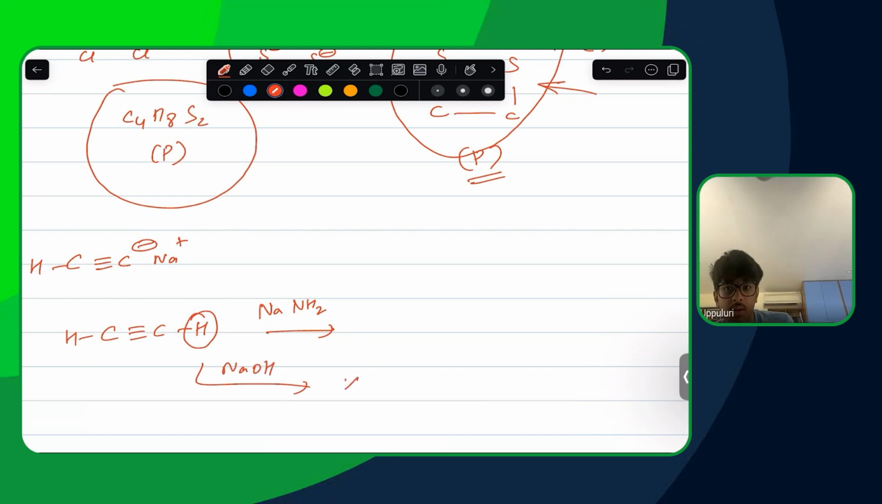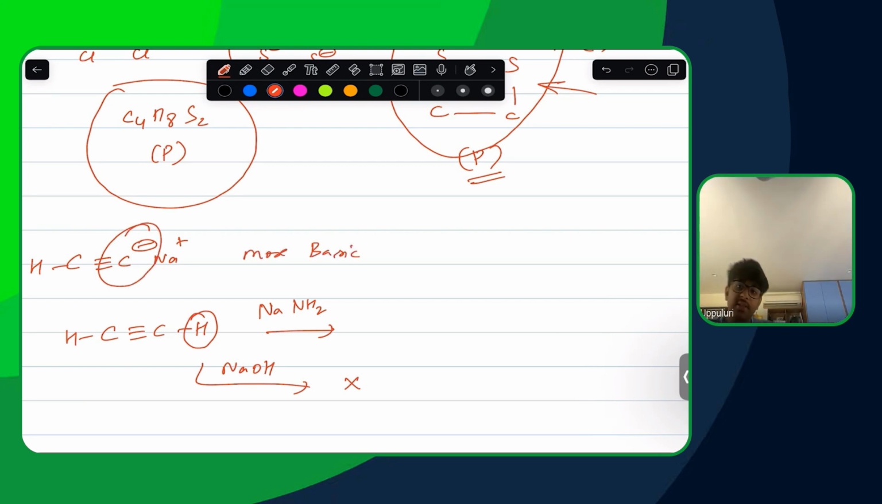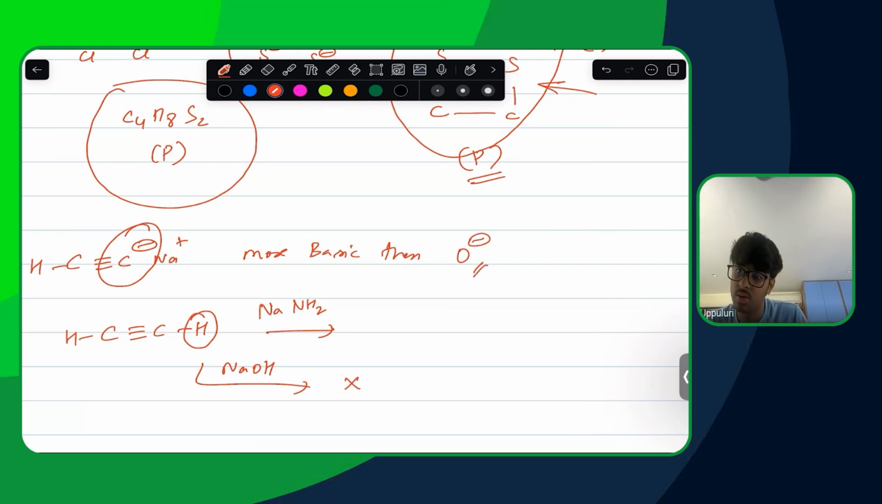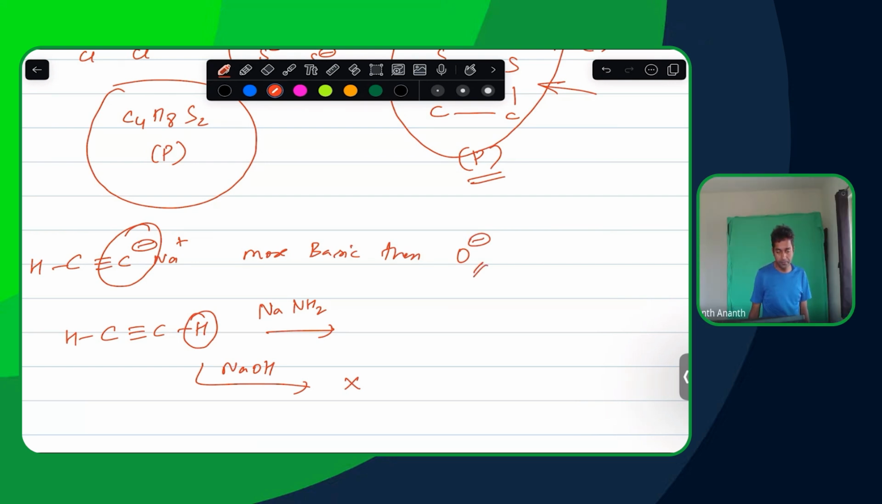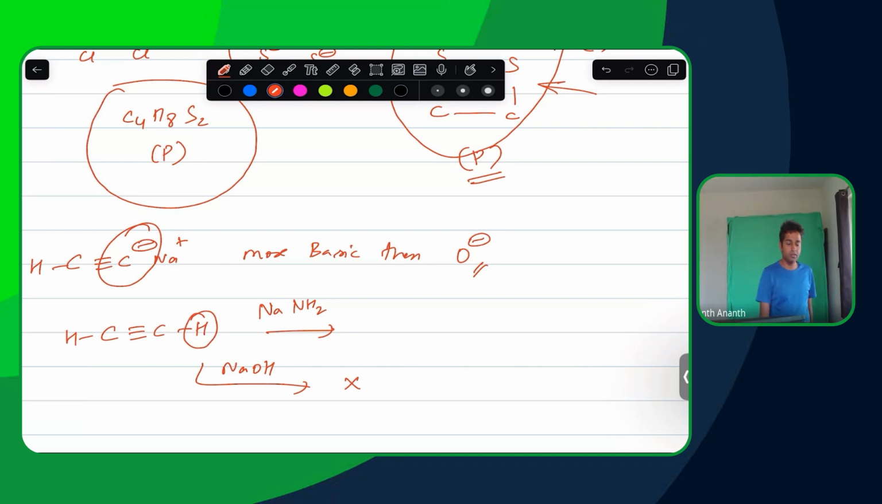No reaction. That tells me that this is more basic than OH minus, or any O minus. That means this is an extremely strong base. Can an extremely strong base do elimination?